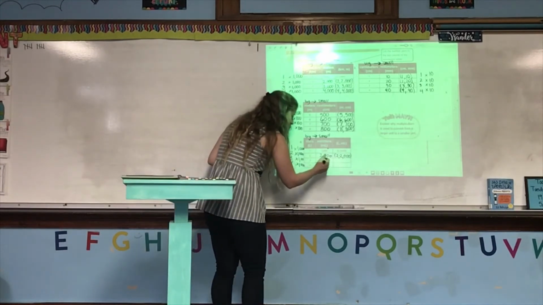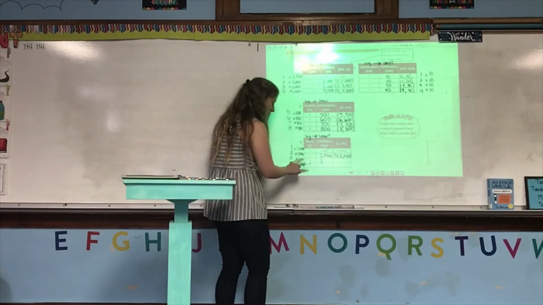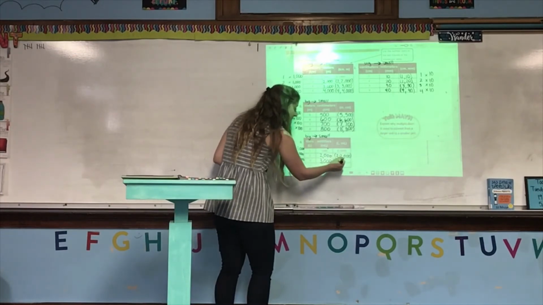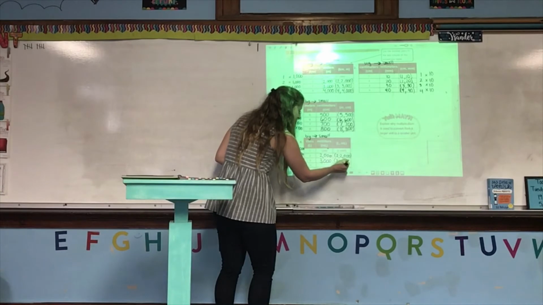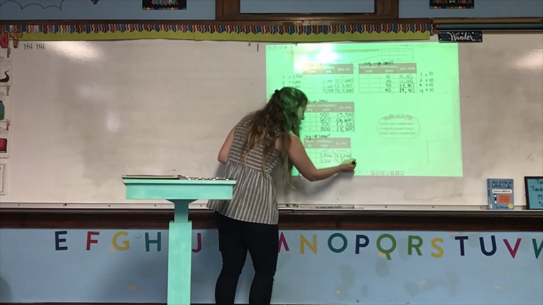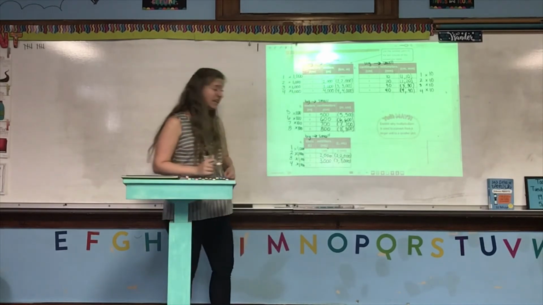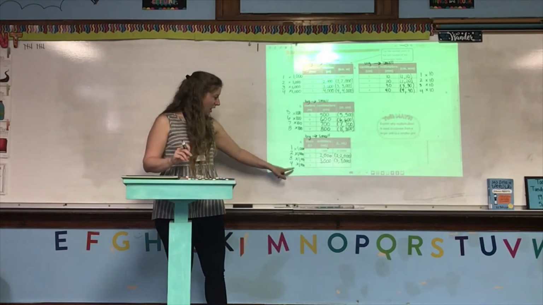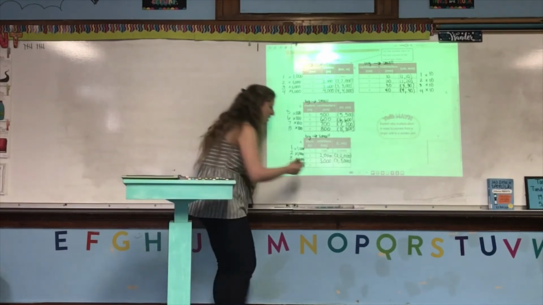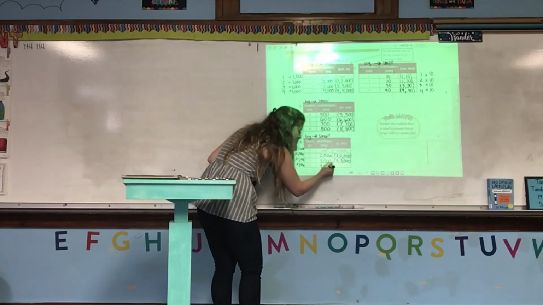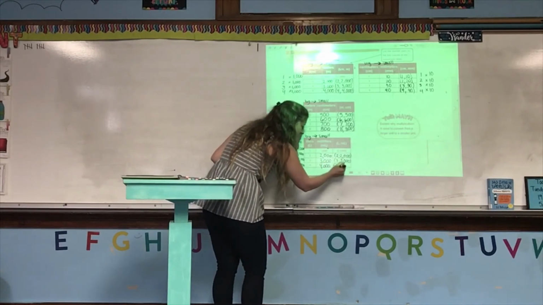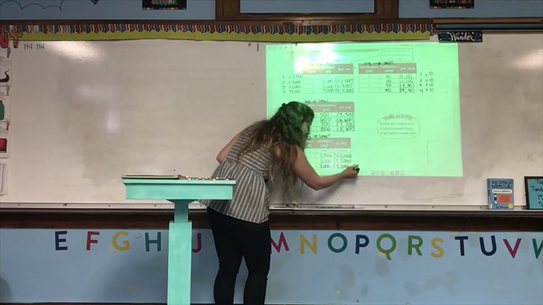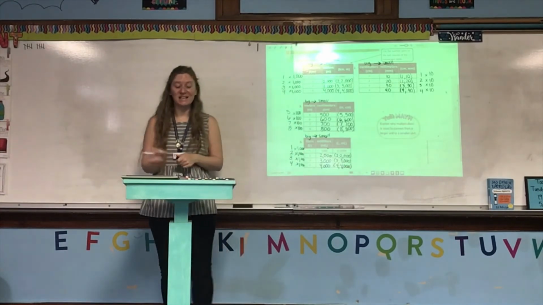Next one, 3 liters, 3 times 1 is 3. We have 3 zeros, 1, 2, 3. So that means 3 liters has 3,000 milliliters. And last one for the guided practice, 4 liters, 4 times 1 is 4. There are 3 zeros at the end, which means that 4 liters have 4,000 milliliters.